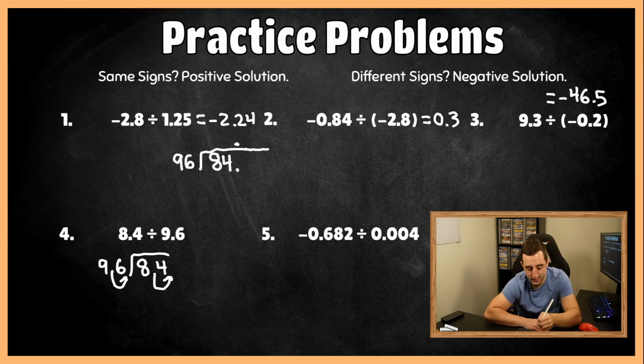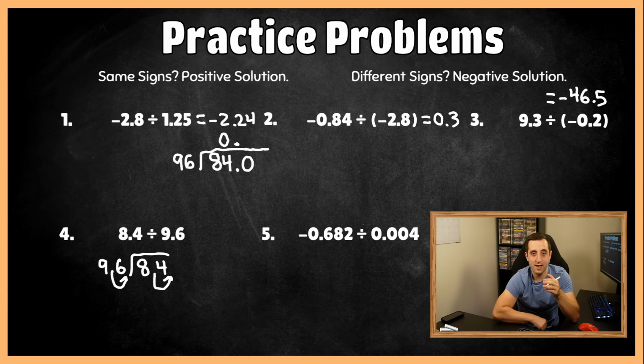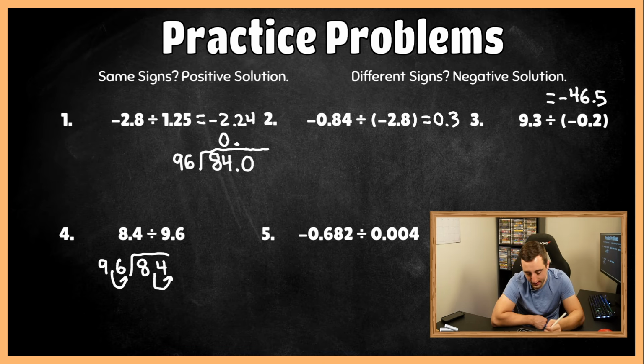Well, 96 doesn't fit into 84 at all, so that's going to be 0. And then we're out of numbers, so all we're going to do is tack on an additional 0. And how many times does 96 fit into 840? 96 fits into 840 8 times, so we're going to put an 8 up top. 96 times 8 is 768. And then we'll go ahead and subtract these.